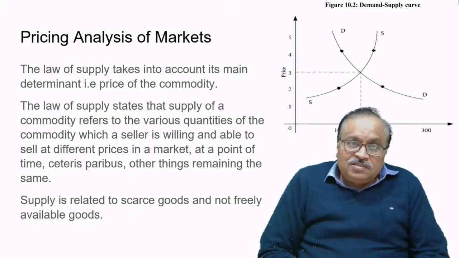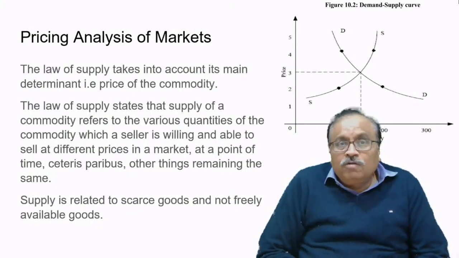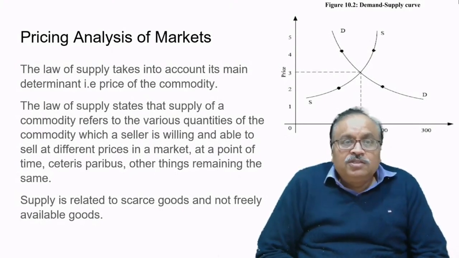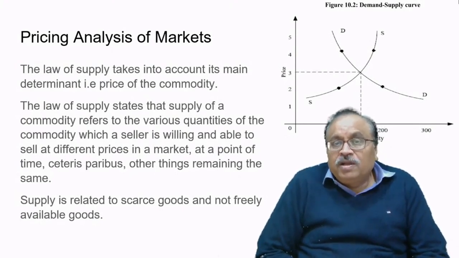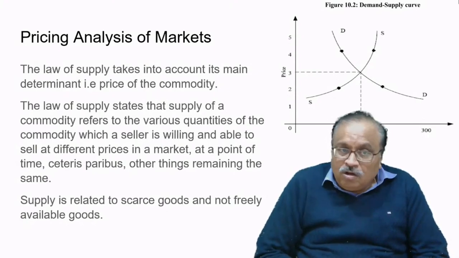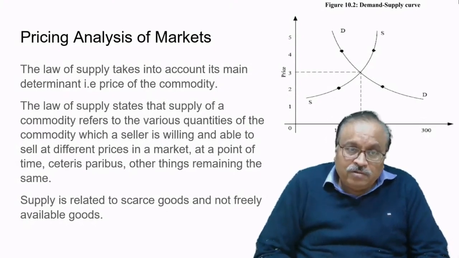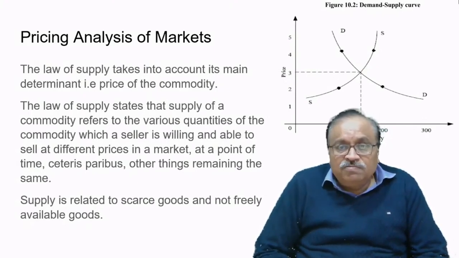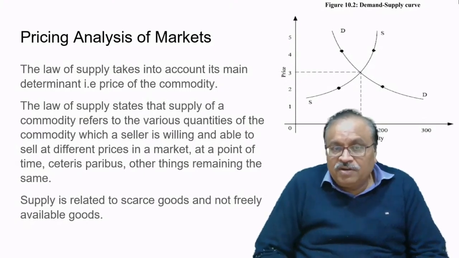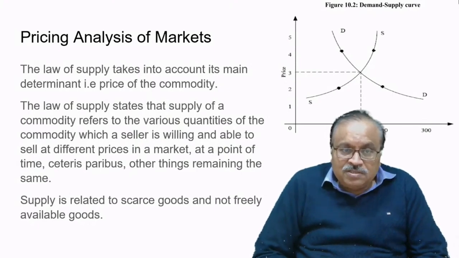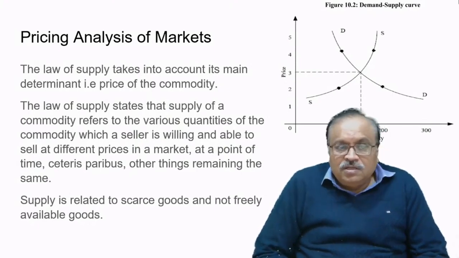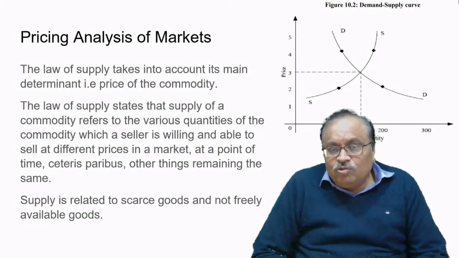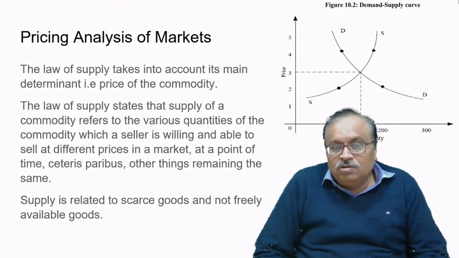Moving on to the price analysis of markets, the law of supply takes into account its main determinant, that is the price of the commodity. The law of supply states that the supply of a commodity refers to the various quantities of the commodity which a seller is willing and able to sell at different prices in a market at a point of time, ceteris paribus, other things remaining the same. Supply is related to scarce goods and not freely available goods.